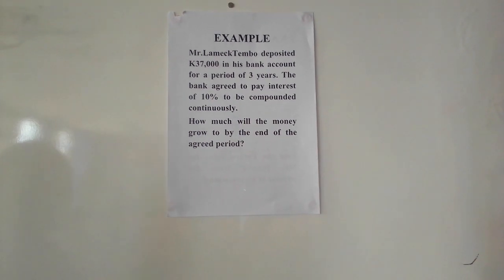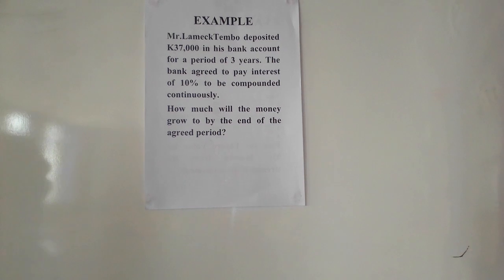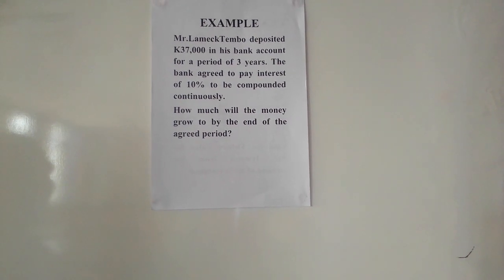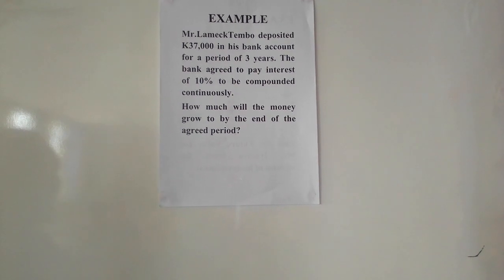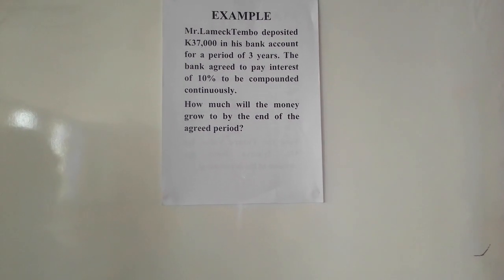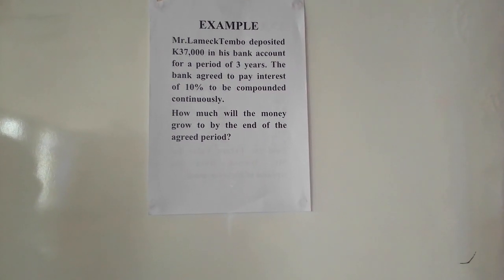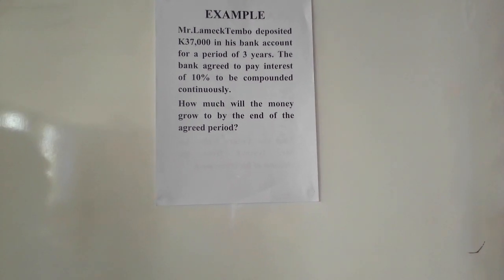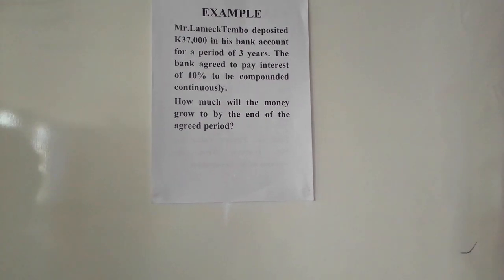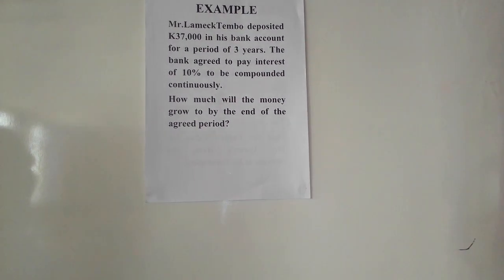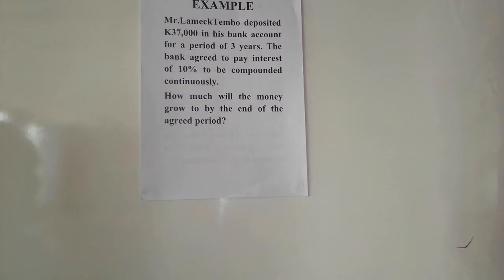Our example reads, Mr. Lamek Tembo deposited 37,000 in his bank account for a period of 3 years. The bank agreed to pay interest of 10% to be compounded continuously. Now the question is, how much will the money grow to by the end of the agreed period?